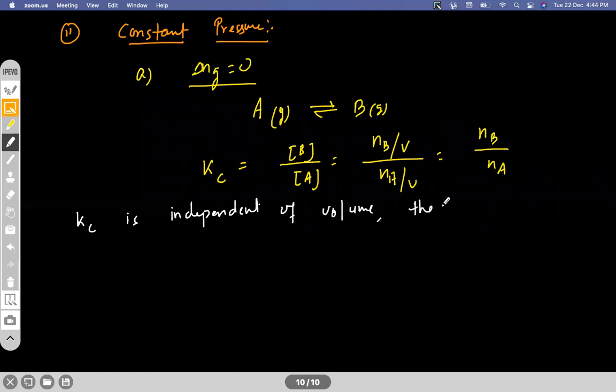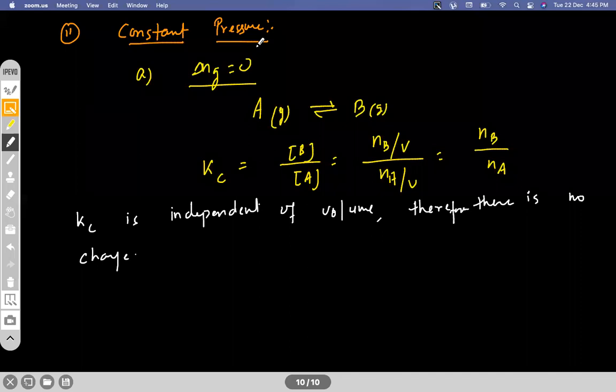Therefore, there's no change here. So delta Ng equals 0, pressure does not have any effect. If you have constant pressure, then there's no effect over here since it is independent of volume itself. Pressure is already constant.